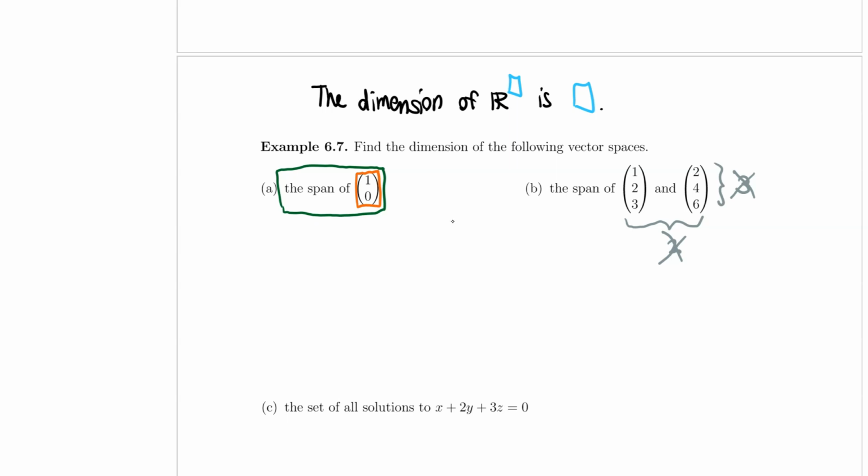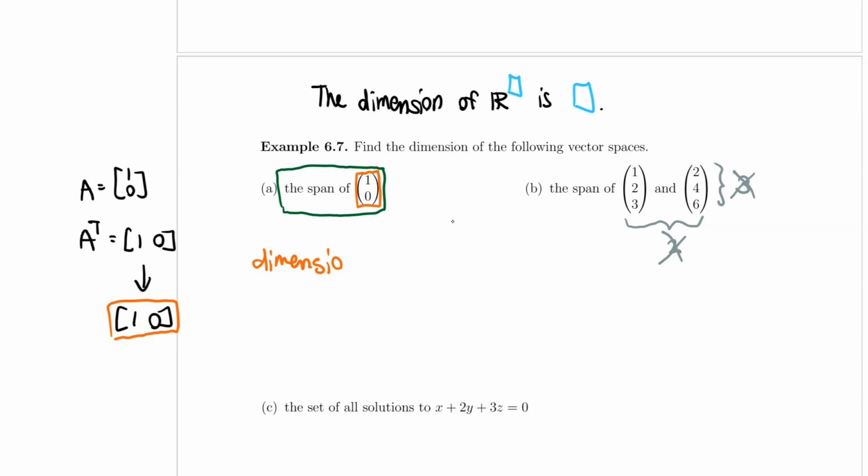Or I can follow the algorithm. My A is going to be just the (1, 0) vector. A transpose will be, again, just (1, 0). And if I were to reduce that, I get the same thing. So indeed, my basis will just be (1, 0), and because the basis only has 1 vector, the dimension of this guy is going to equal 1.